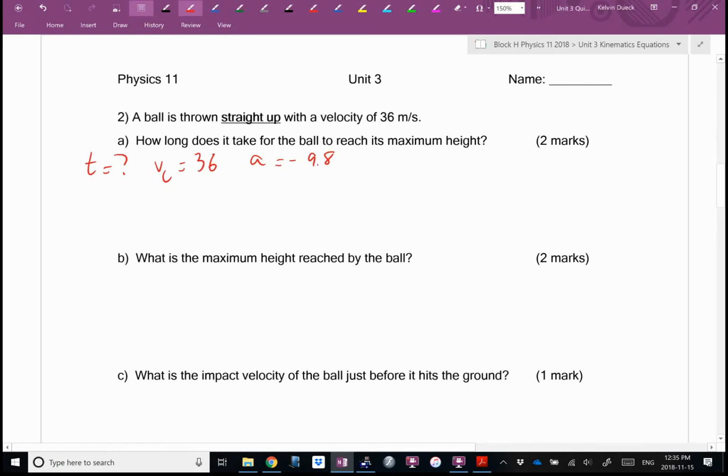Now, let me be clear. The only time VF is 0 is when you're at the very, very top. It's never going to be 0 when you're at the bottom. It'll be 0 after you've hit the bottom, but we're never talking about that. I think I've done my rant about how if you do a belly flop onto the cement, if V final was 0, it wouldn't hurt. Trust me, it will hurt.